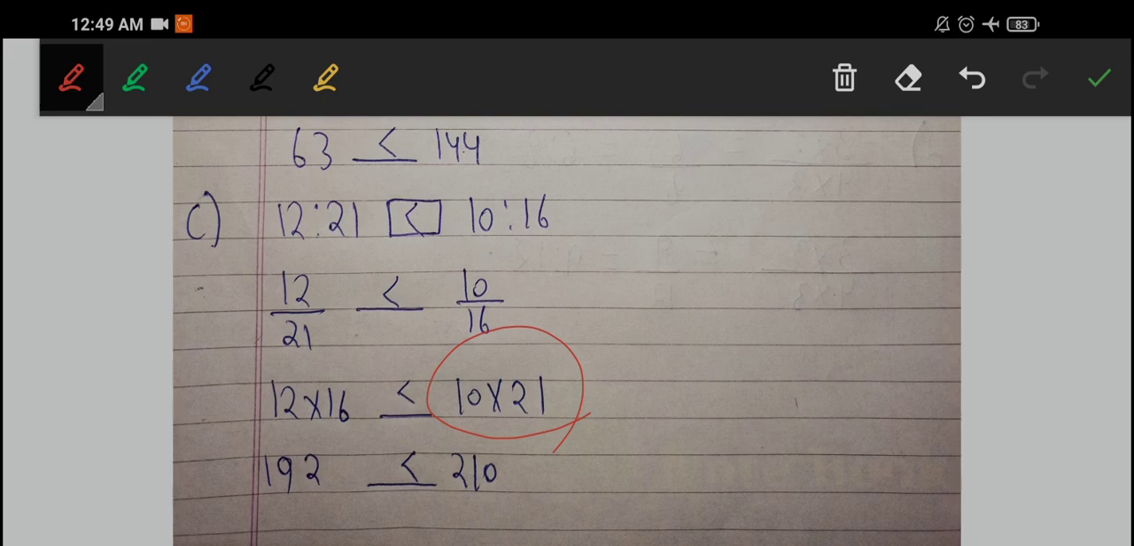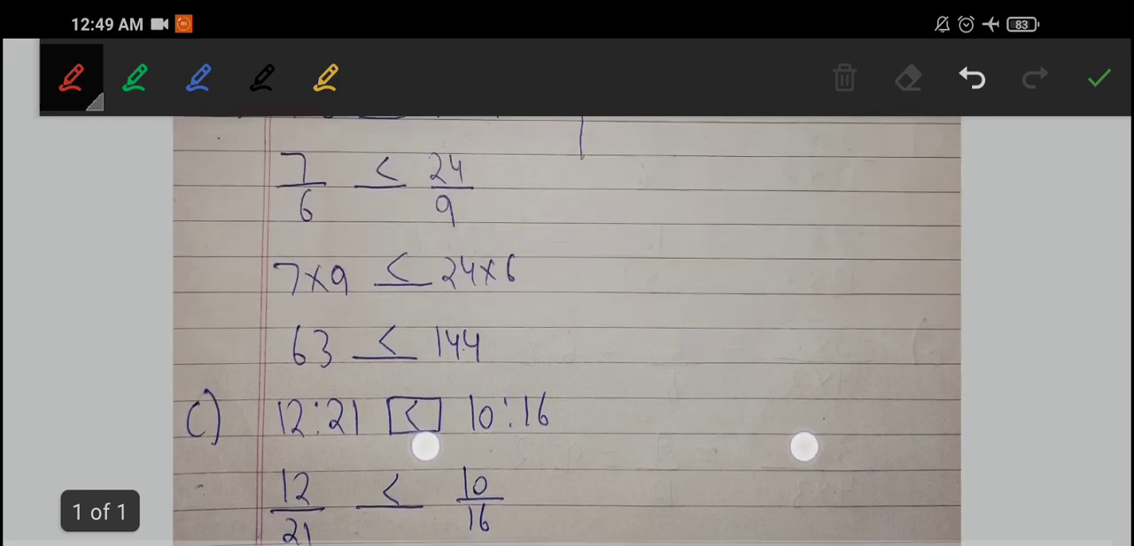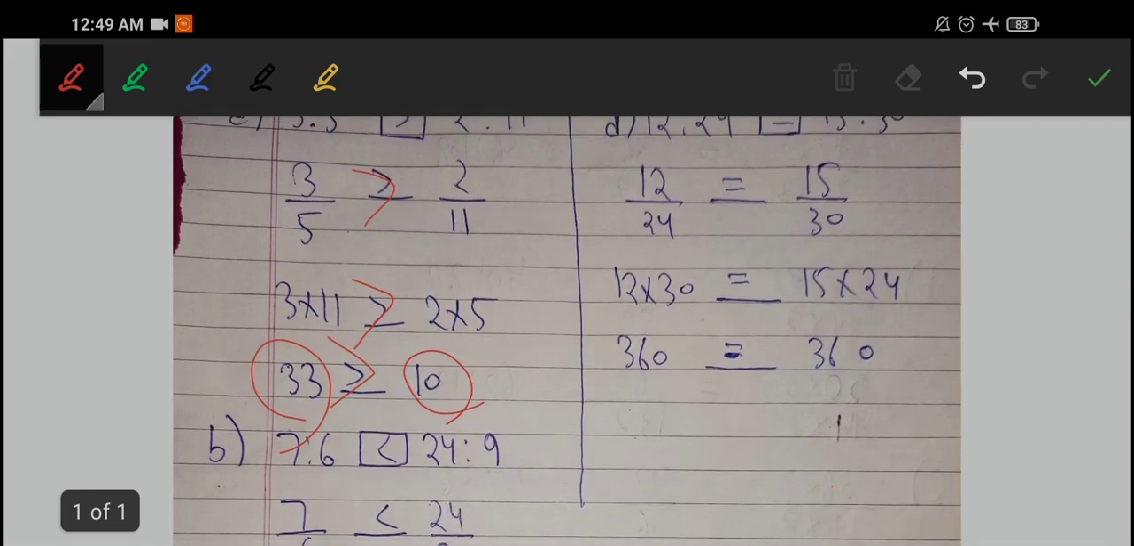So 16 into 12 will be 192 and 10 into 21 is 210. So this number is greater, so we will write these signs here. Okay, so this will be the final answer. Now students, we have to do D part also. So in D part, what is provided?